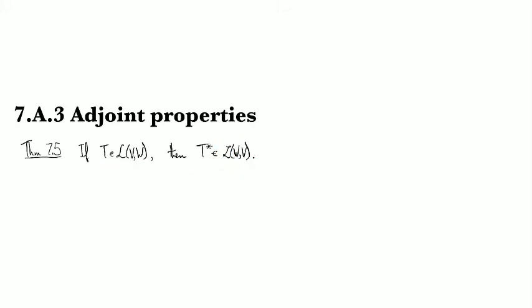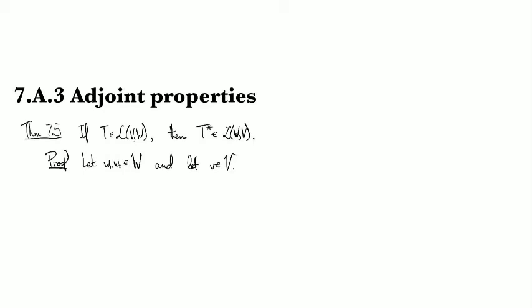Okay, so let's see. Let's take W1 and W2 to be elements of W, and let V be an element of the vector space V. All right, so then we need to check things like additivity. So what's T star of W1 plus W2, for example?